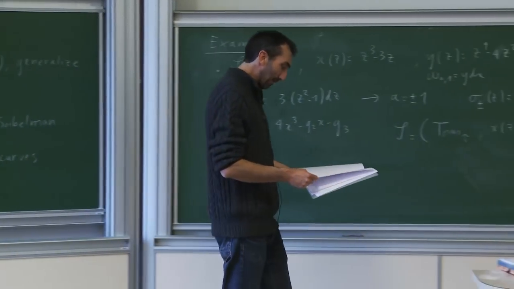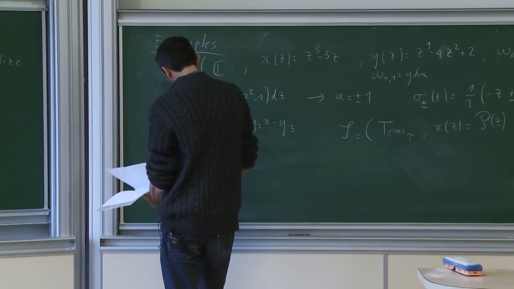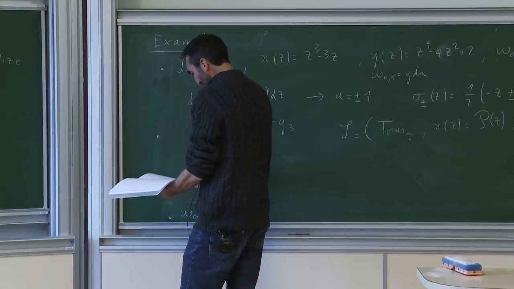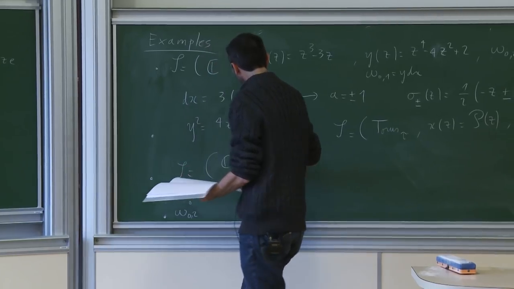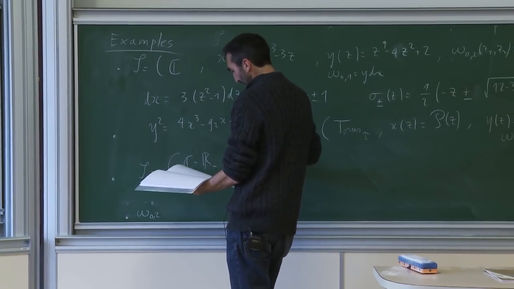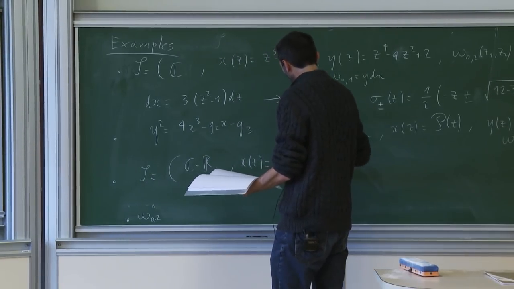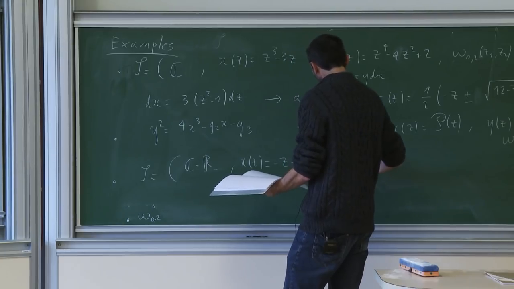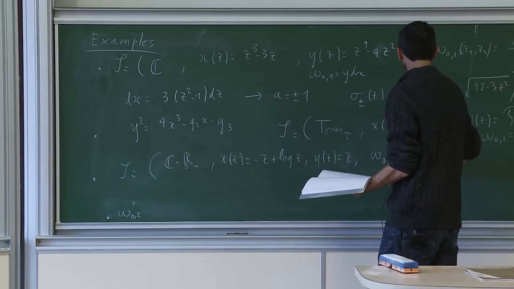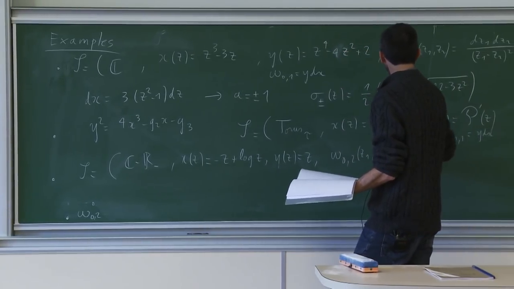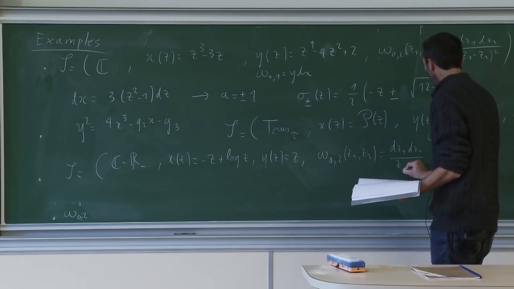So there are plenty of other examples. Another example, which I like, is the case where S is C minus R, x of z is minus z plus log z, y of z equals z, and omega 0 2 is the one I usually choose for the complex plane, dz1 dz2 over (z1 minus z2) squared.